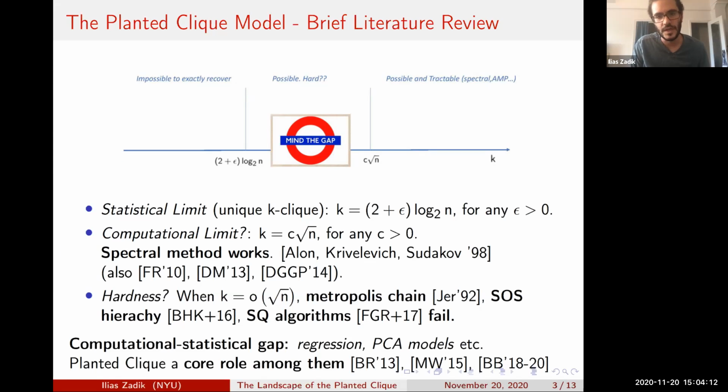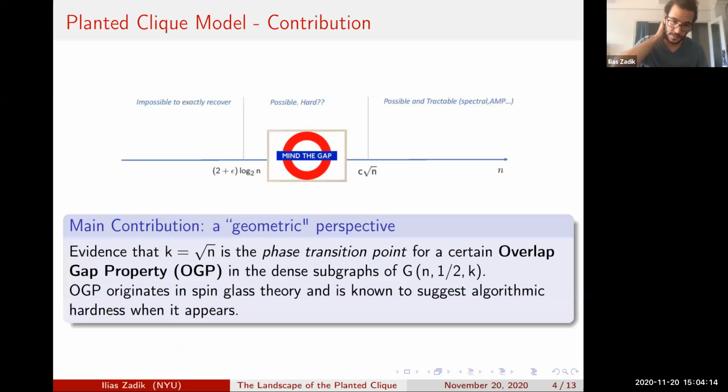Okay, what I'm going to say in this talk is that with David Gamarnik from MIT, we are proposing a geometric perspective to try to understand what is happening at the square root n point. I will show you some evidence, like the annealed complexity we heard about in the last talk, that k equals square root n is the phase transition point for the presence of what we call a certain overlap gap property in the space of dense subgraphs of this random graph model.